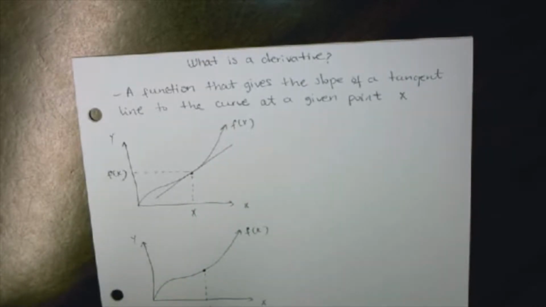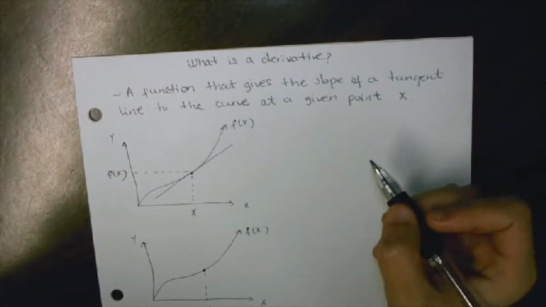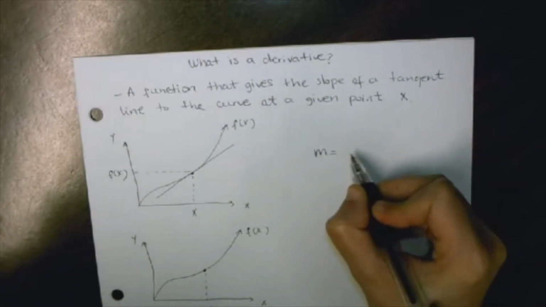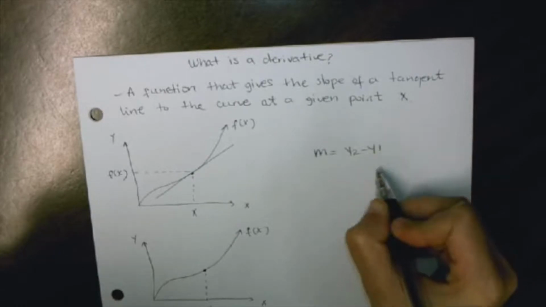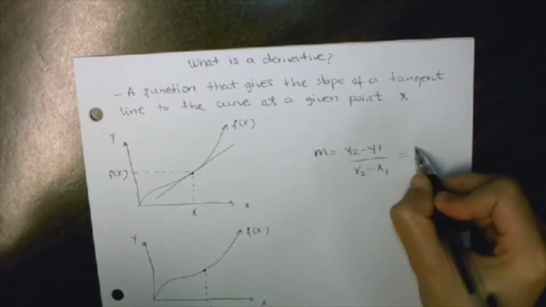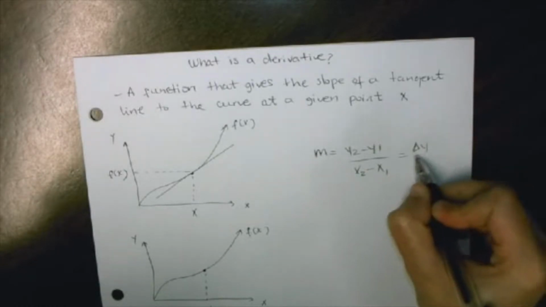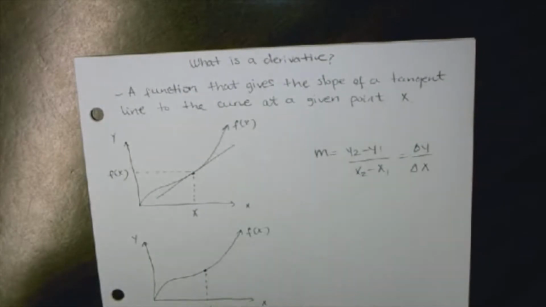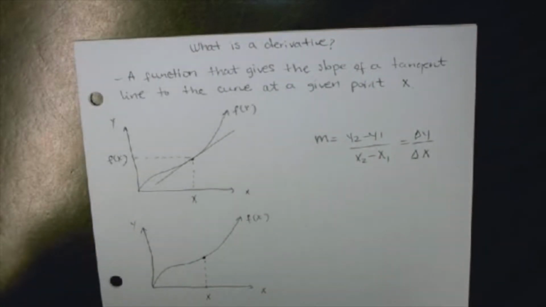So what a derivative does, it gives you the slope of this line at this point x, but at this point we don't know how to find the slope of a line using a single point. But what we're going to do is use what we know about finding the slope of a line using 2 points. The formula for finding the slope of a line using 2 points is m equals y2 minus y1 over x2 minus x1, which is the same thing as delta y over delta x, also rise over run.